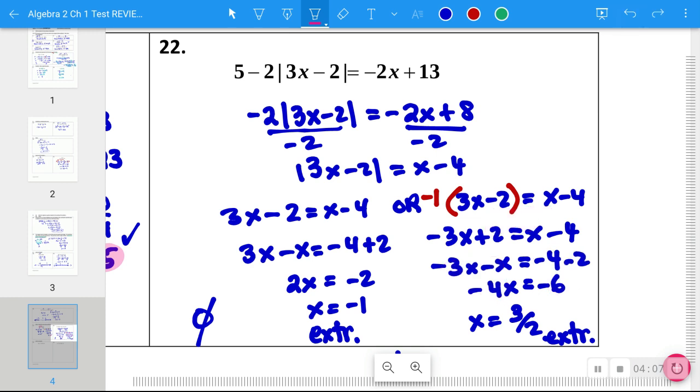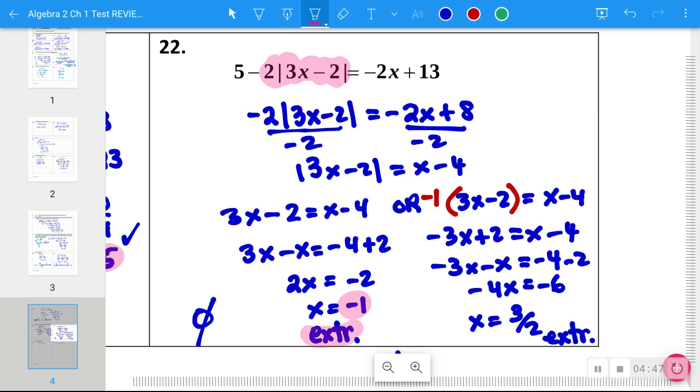So now we are going to check this -1. If I put a -1 there, I'm going to get 15 on the right side. If I put a -1 there, 3 times -1 is -3 minus 2. This would be -5. Turns to +5 when you take the absolute value. 5 times 2 is 10. And 5 minus 10 is -5. The other side, we got 15. So they're not equal, and that's why that's an extraneous answer.